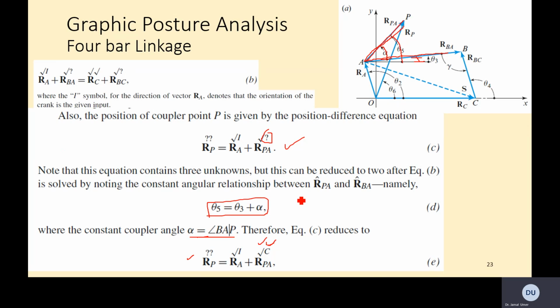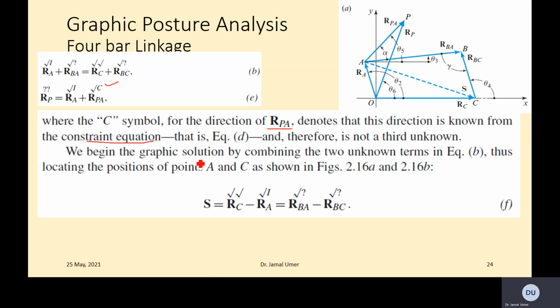So this equation D shows that this angle is basically known, right? What does it mean? If you know theta 3, you already know theta 5, basically. So that's what it's trying to establish, and therefore it is not a third unknown. So that's why you don't consider it as a third unknown. So this is basically known. So that's why he is writing this symbol C.